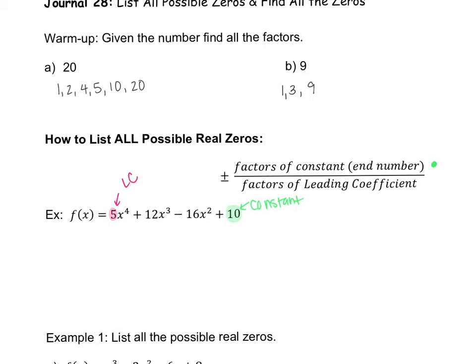But let's go ahead and see if we can list them out. I'm going to do plus and minus first because there's a plus and minus in this formula. The factors of 10, let's think about it for a moment. Factors of 10 are 1, 2, 3 doesn't work, 4 doesn't work, but 5 does. And then we would have 10. So 1 times 10 is 10, 2 times 5 is 10. Those are all the factors of 10. And then I need to find the factors of the leading coefficient for the denominator. Factors of 5: 5 is a prime number, so only 1 and 5 would work.